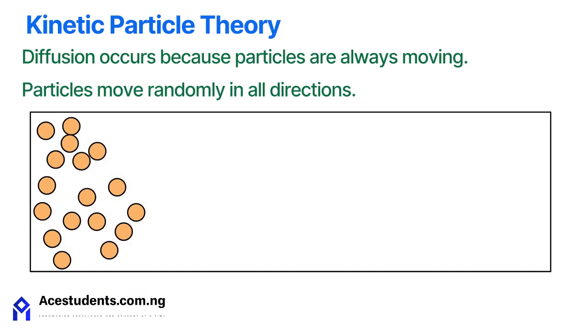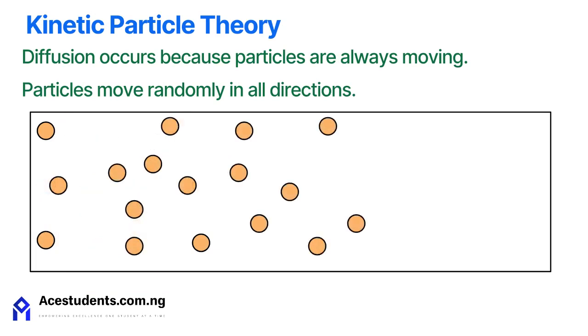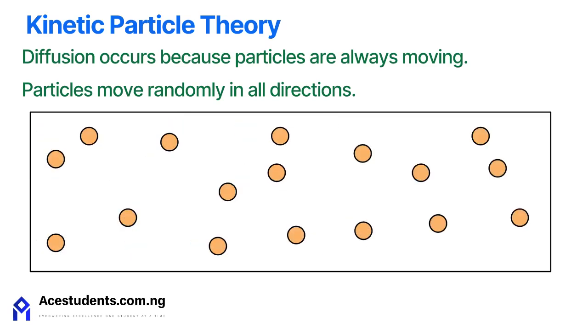Diffusion can be explained using the kinetic particle theory. Particles are always moving. This random motion causes them to spread out. They continue moving until they are evenly distributed. Exam tip: mention random movement of particles in your explanation because it shows clear understanding.